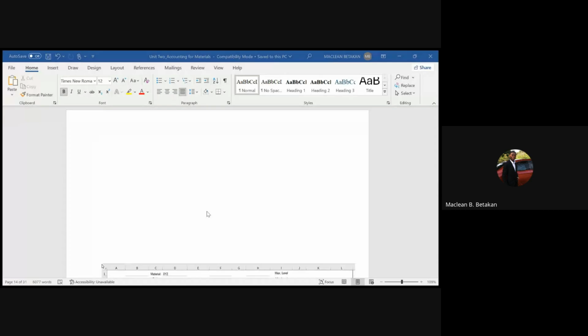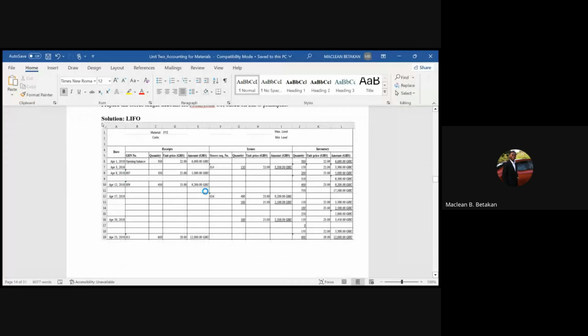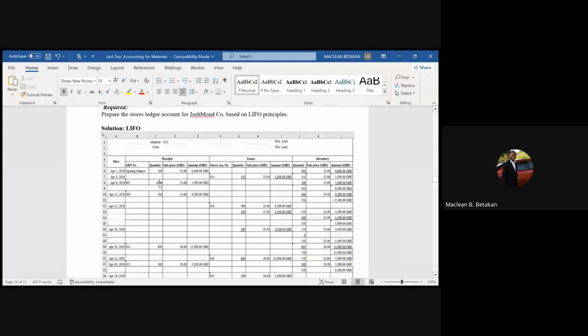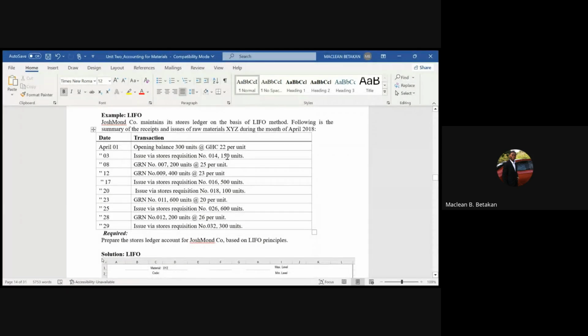Inventory. So we have inventory of 300 units at 22 cedis. So we have our inventory here from the beginning, 300 units at 22 cedis. Then the next transaction is the first issue of 150. So 150 is issued out.